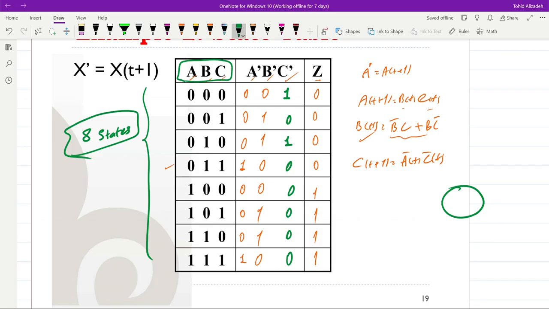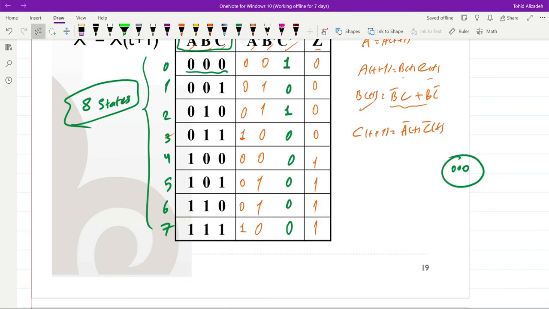circle. We can use the numbers here 0, 0, 0, or we can also use their equivalent decimal number like 0, 1, 2, 3, 4, 5, 6, and 7. So both of them are fine. Or we can alternatively use any name for the states that you desire. Here we can use just 0, 0, 0, and then 0, 0, 1, and so on and so forth.